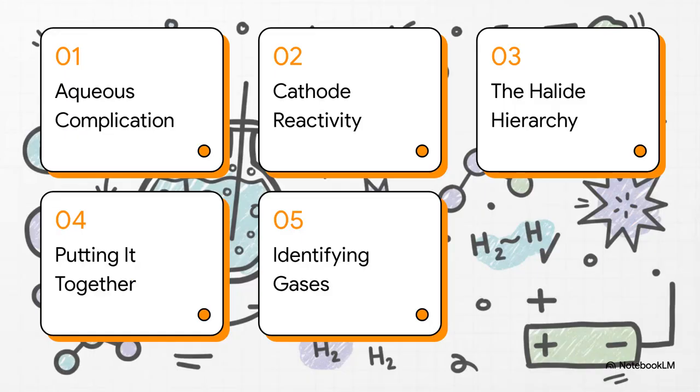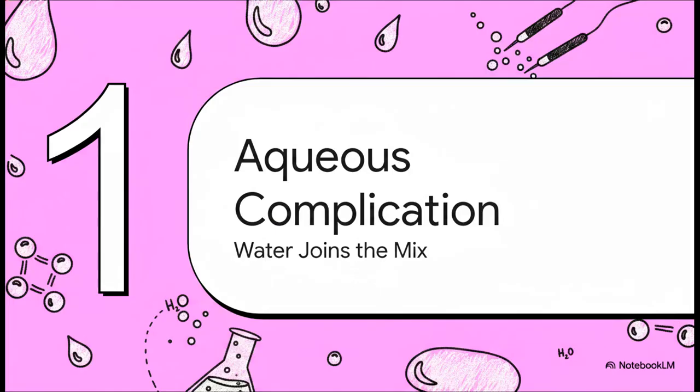Okay, let's dive right into this. Here's our game plan for today. We'll start with the aqueous complication, then we'll look at the cathode and its reactivity rule, followed by the anode and the halide hierarchy. After that, we're putting it into practice. And finally, we'll wrap up with identifying the winning gases. Let's kick things off with Section 1, the aqueous complication.